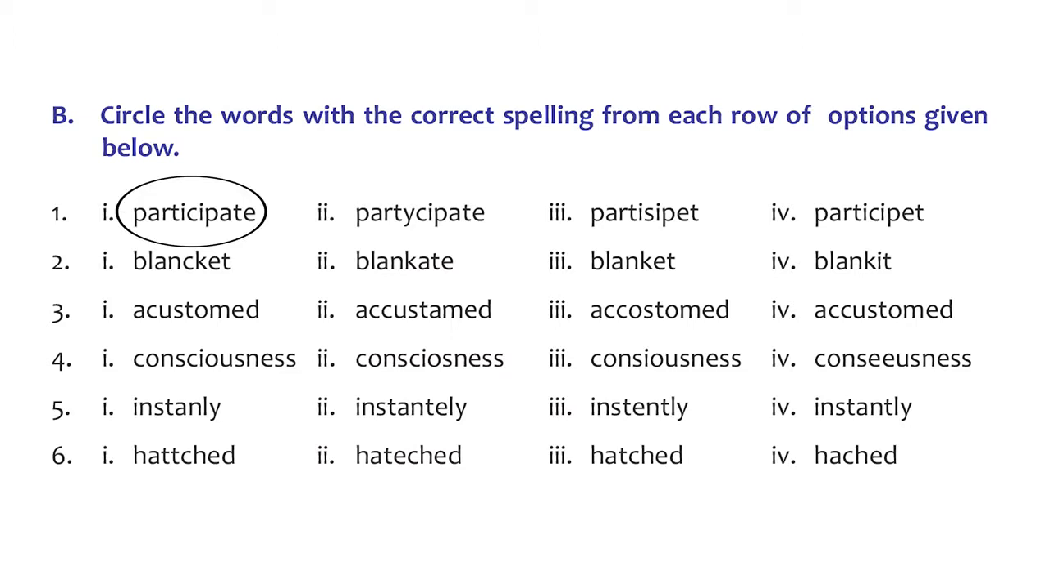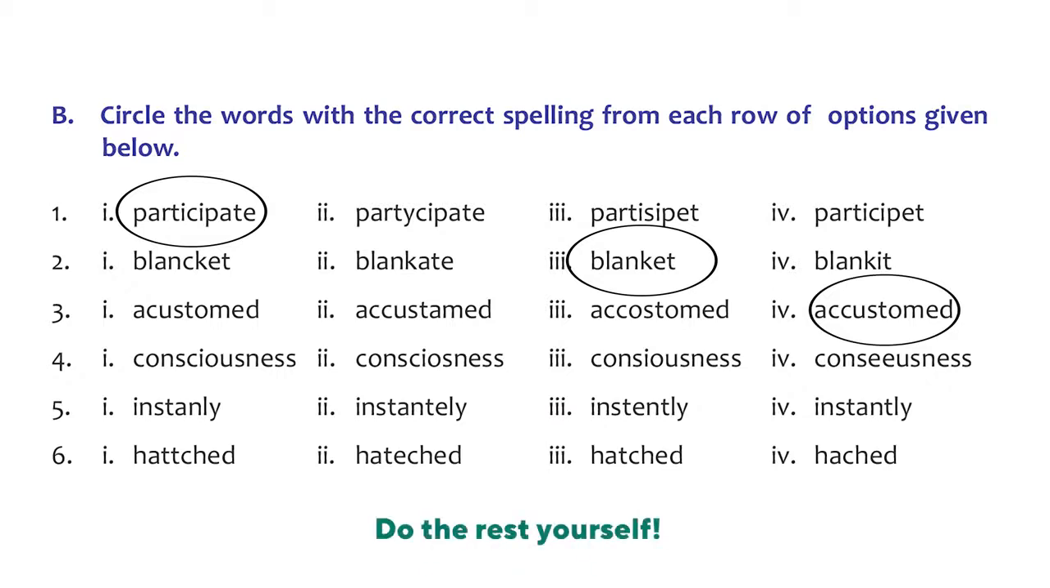Let's look at the second one. Blanket. What is the spelling of blanket? B-L-A-N-K-E-T. That's right. The third option is the answer. The third question, accustomed. What do you think is the right spelling of accustomed? A-C-C-U-S-T-O-M-E-D. That's right. The fourth option is the answer. Likewise, go ahead and do the rest of the questions as well.